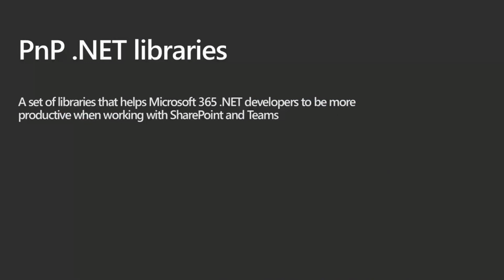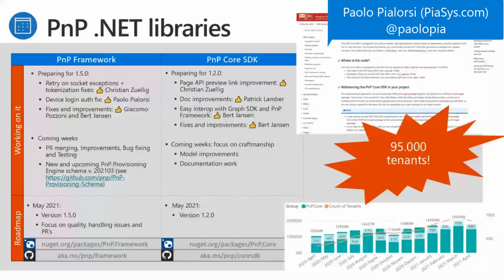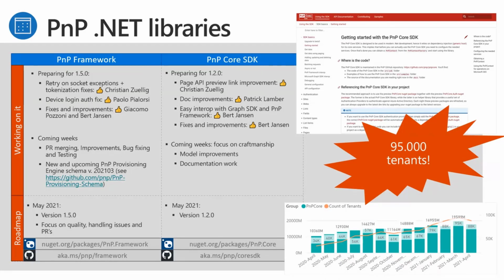Now we're going to get into the .NET libraries, and I'm going to pass the mic over to Paolo. Thank you, David, and thank you everybody for joining this call. And yes, talking about the .NET libraries that we manage as PnP Community Project, we have the PnP framework and the PnP Core SDK. The PnP framework mainly targets developers accustomed to play with the CSOM side of the world, and the PnP Core SDK is the new SDK that we introduced to have a completely modern and new development model.